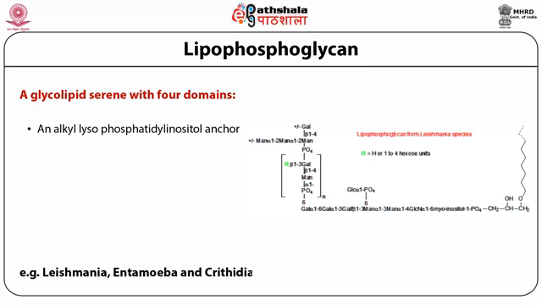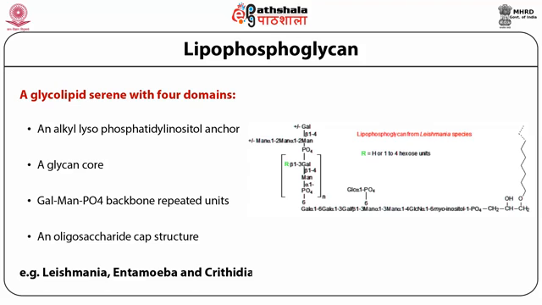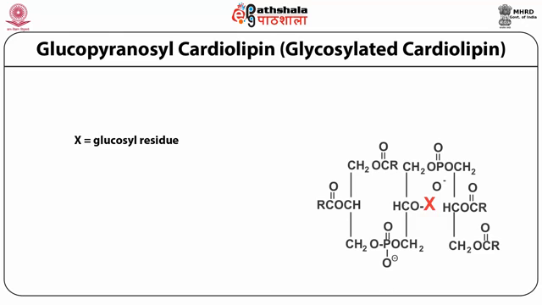The second domain is the core of glycan. The third domain is the repeated units of galactose and mannose phosphate backbone. And the last or the fourth domain is the cap structure of an oligosaccharide, which has been involved in numerous functions inside the mammalian host.